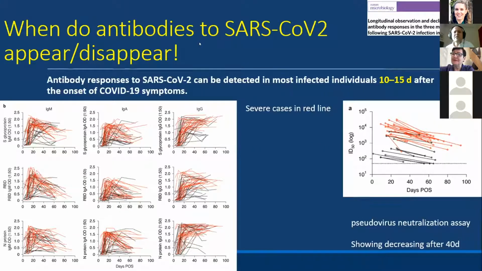So when do SARS antibodies appear and disappear? It is very important to realize the assay that you're using and when the antibodies can be detected. In this paper, they found that antibodies start to be detected about 10 to 14 days of onset. And after that, actually, they start to disappear. I'm not sure if you can see this, the figure on the right, where the red lines are the severe cases and the black line the asymptomatic cases. And the antibodies start to disappear after that.